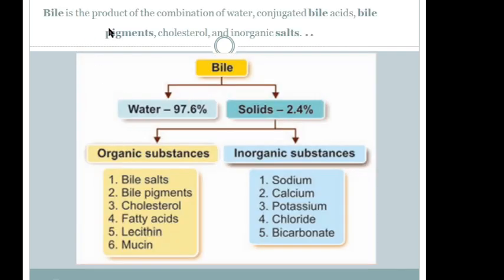Composition: bile is a product of the combination of water and solids, which is conjugated bile acid, bile pigment, cholesterol, and the inorganic salts. Okay. Bile contains water, that is 97.6%, and solid 2.4%. In solid, organic and inorganic substances: bile salts, bile pigments, cholesterol, fatty acid, lecithin and mucin. Okay. And inorganic substances: sodium, calcium, potassium, chloride and bicarbonate. Okay.